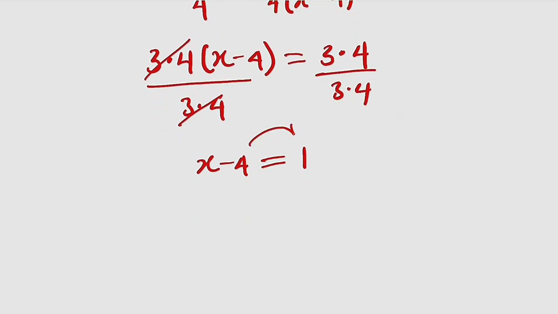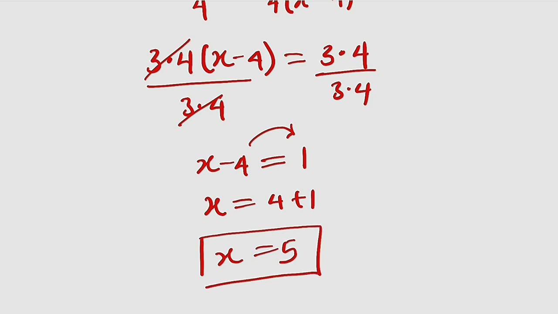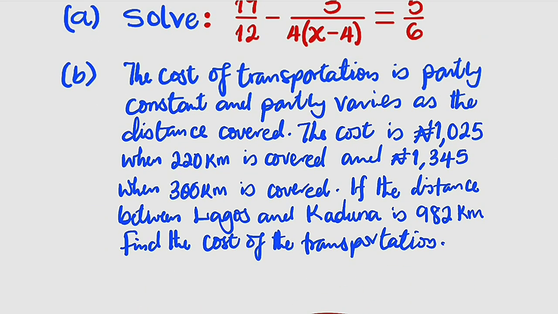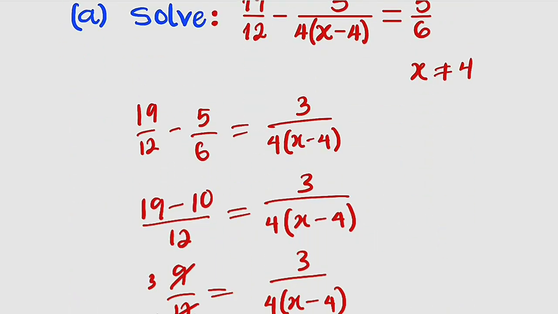So as you take this one to the other side, it becomes positive. So x equals 4 plus 1. And finally, x equals 5. And 5 is said to be the solution to this problem. Now let us move on to the B part, which is under partial variation.